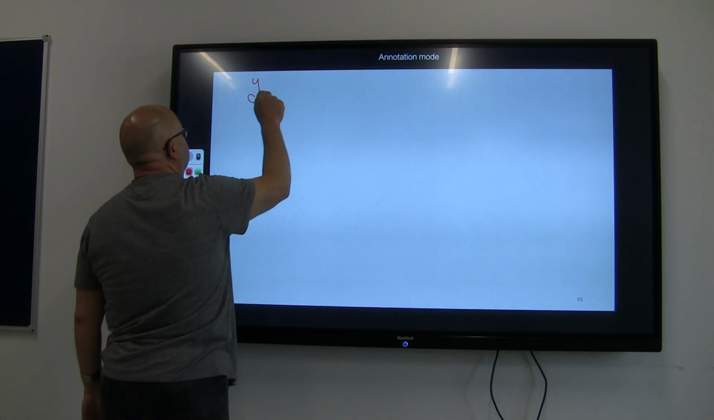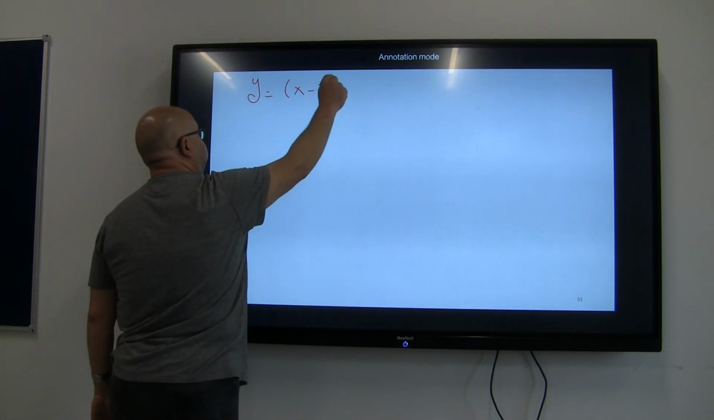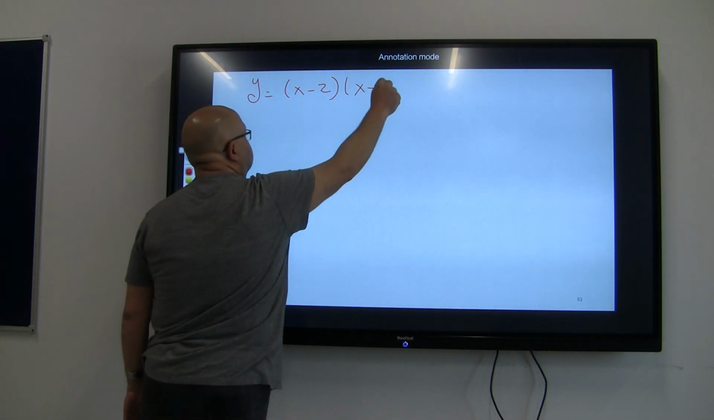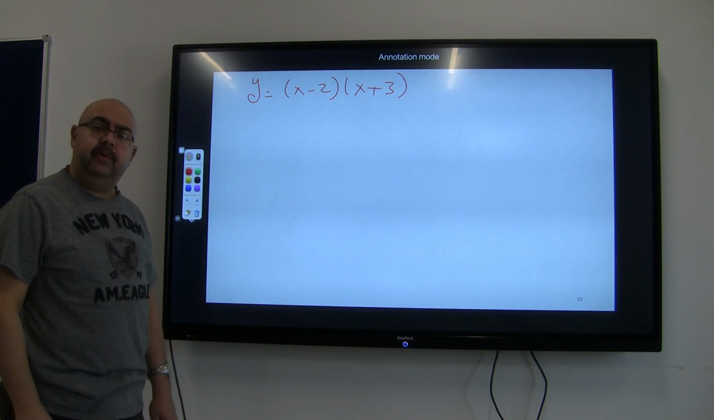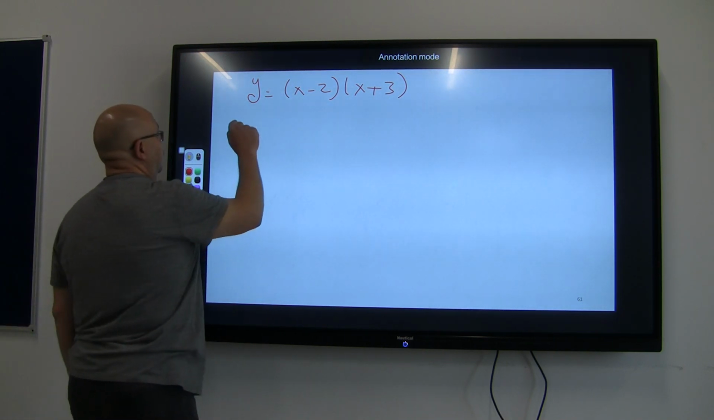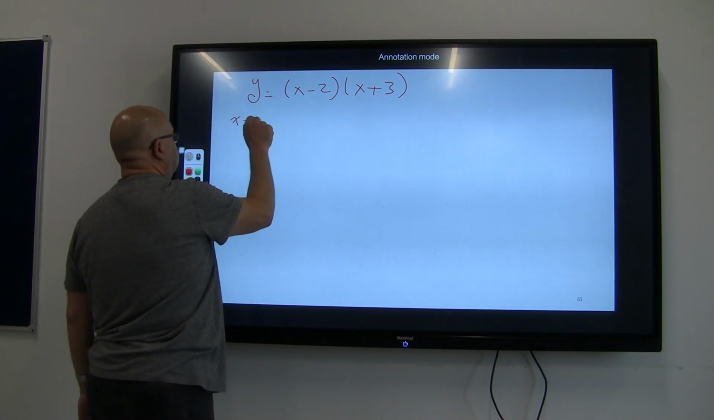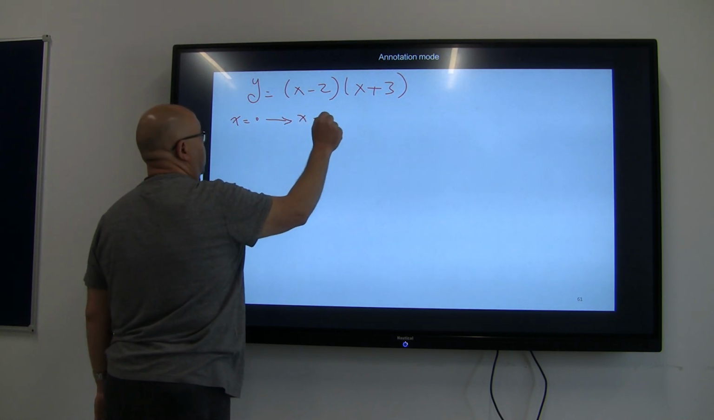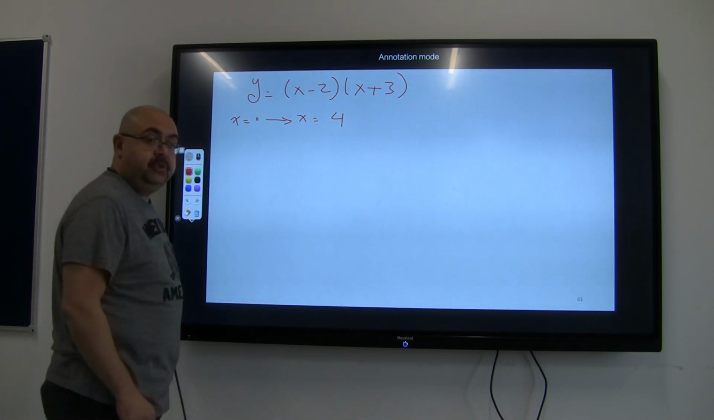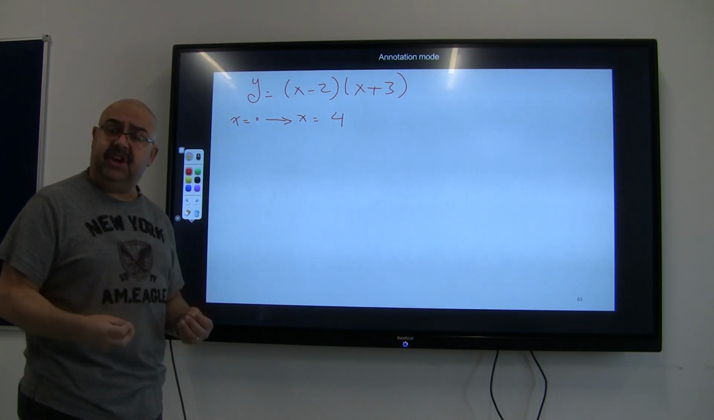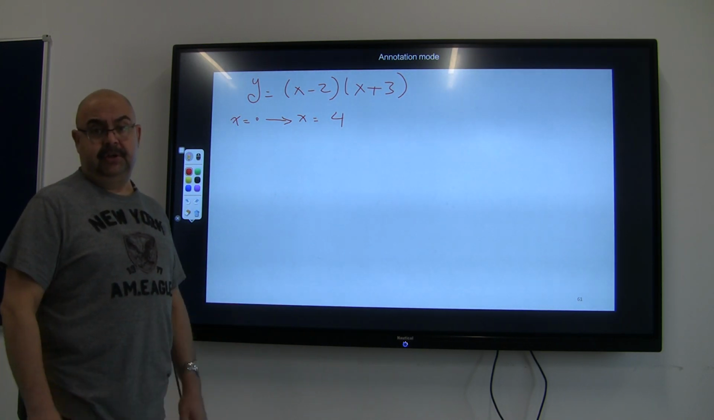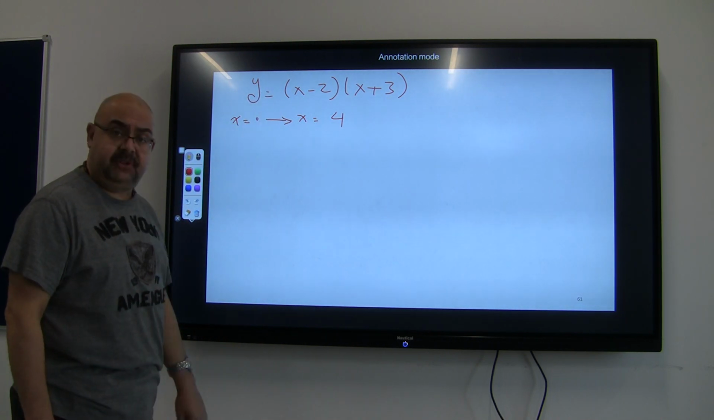Let me do an example for you. If I have y equal to x minus 2 times x plus 3, I want to evaluate the area from x equal to 0 to x equal to 4. First of all, in order to get a successful evaluation of this area using definite integration, I will have to draw this function first.